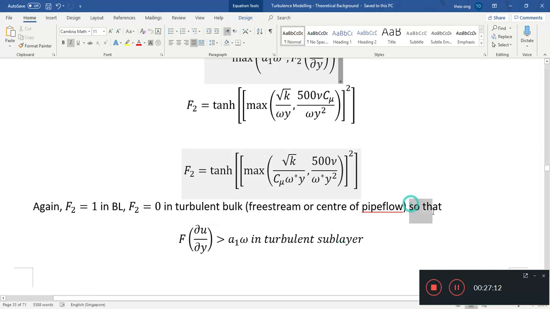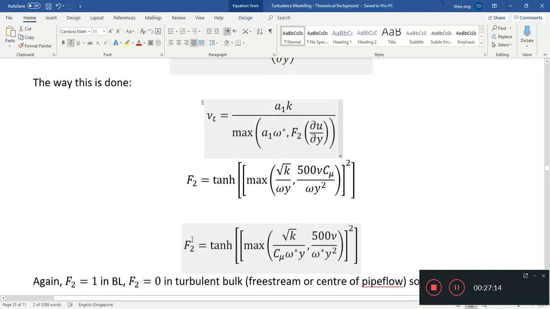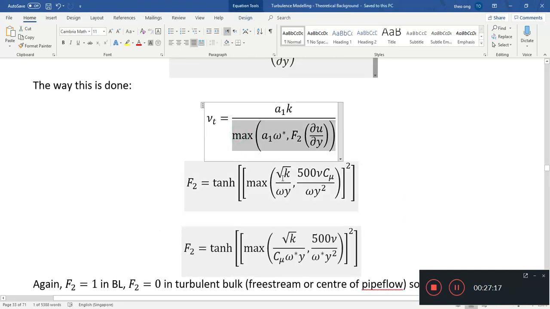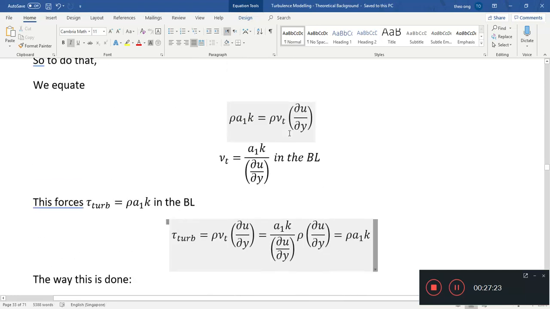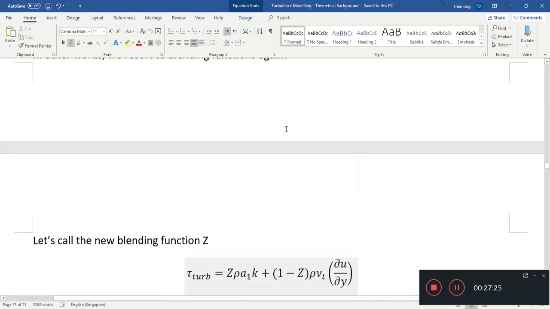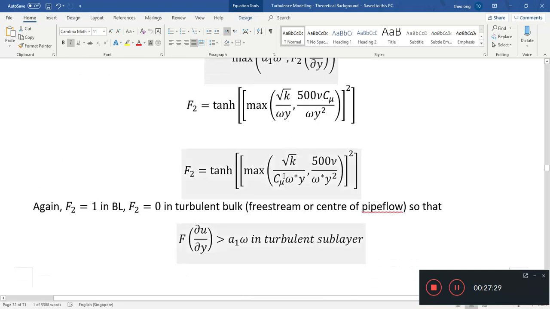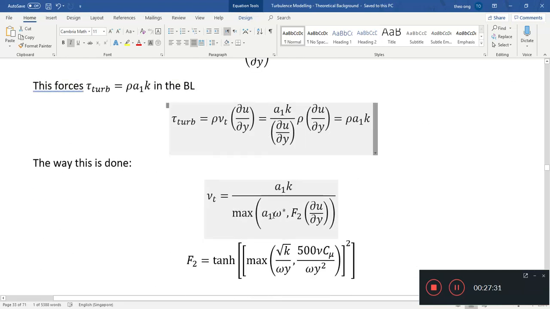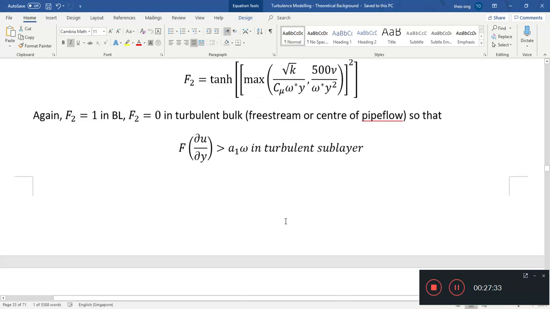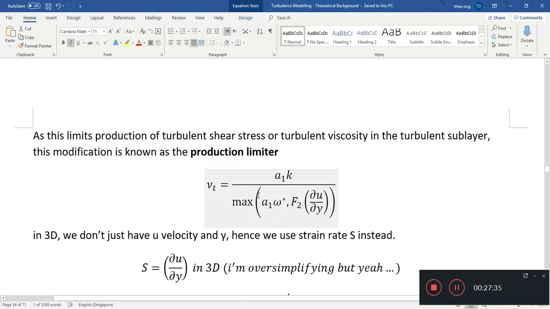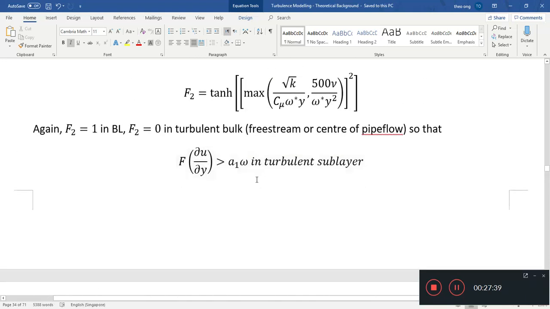So the way this max function works is to turn on this formulation in the boundary layer, and then it'll be normal otherwise. So that's why you have a max function over here. Okay, so that's how it's done.